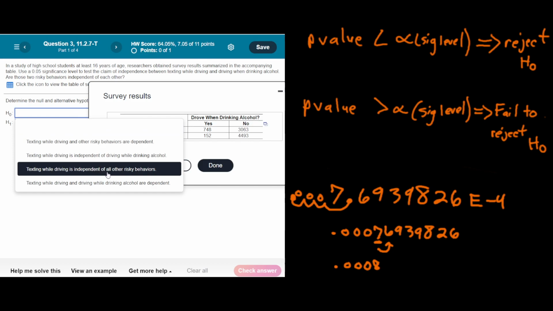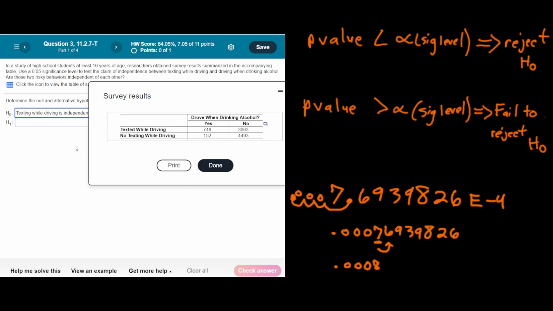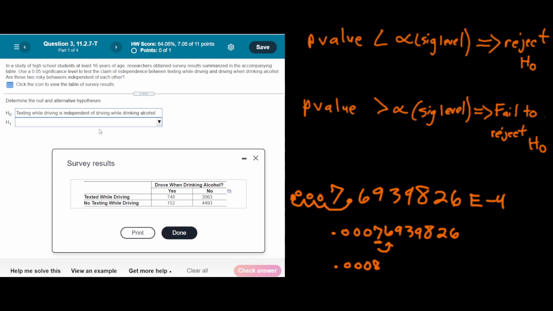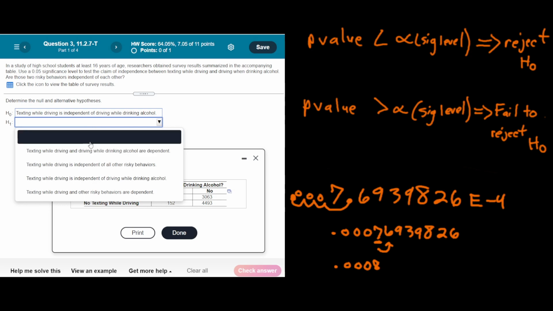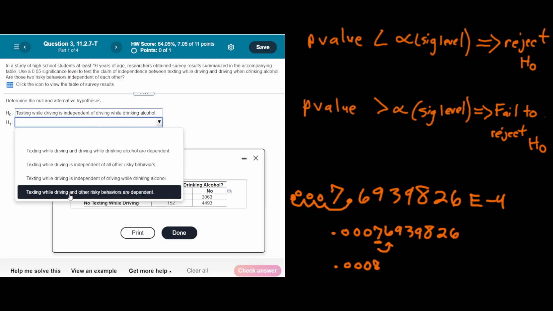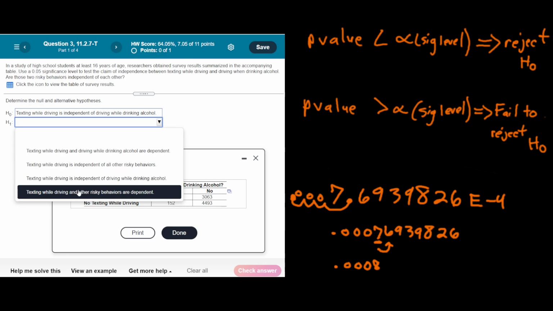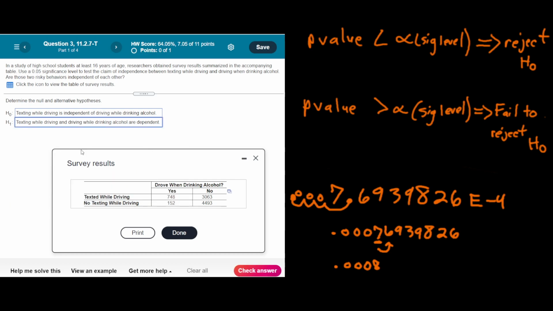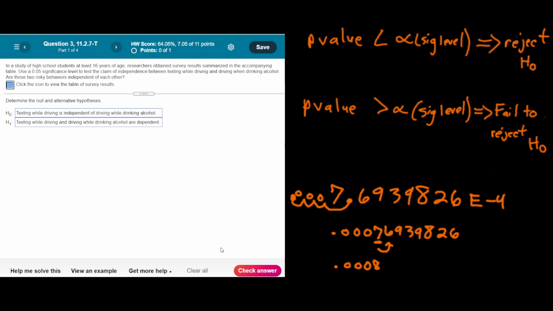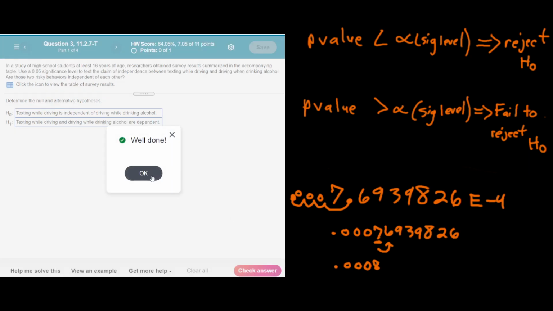This says all other risky behaviors. Driving when drinking alcohol? No, son. All right. H1 would be the opposite of this, with the same terminology, but we're going to use the word dependent. So it's either going to be this one or that one. And we want to use the same categories we used before. This is texting while driving and drinking alcohol. Yeah, those are the 2 specific categories for this one. Yeah, I know we're going to get this right. Yeah, well done, well done.